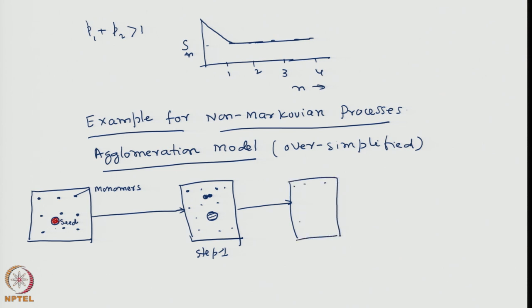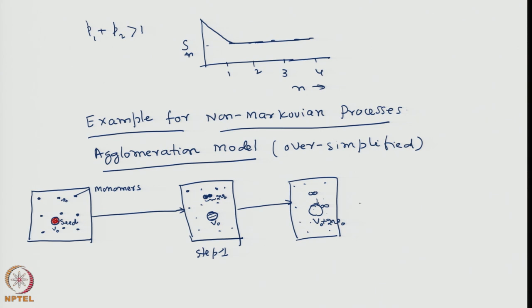This is an artificial assumption, but assume that over the seed particle, only the dimers, if existing, will agglomerate with it and form a larger cluster. If the volume of the seed particle is V naught, then here the volume will be V naught plus 2 small v naught, where small v naught is the volume of a monomer. So, a dimer will have a volume of 2 v naught. That is the idea.